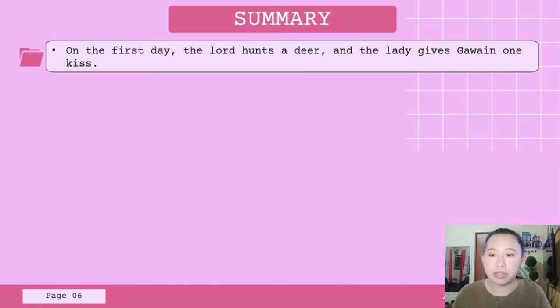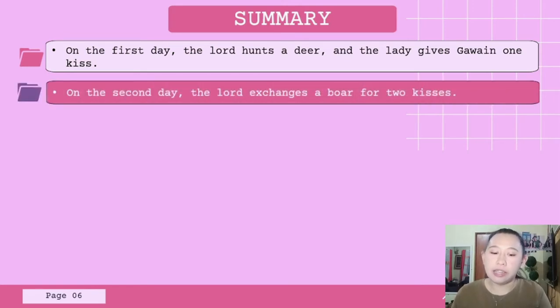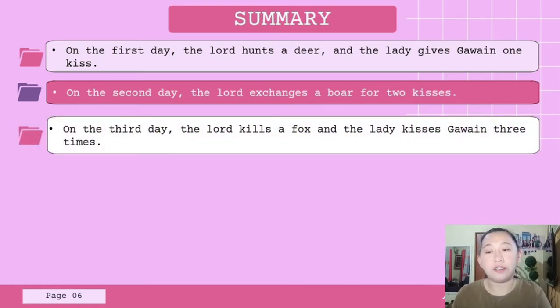When the men meet for dinner, the Lord presents Gawain with the meat, and befitting the deal, Gawain exchanges it for the kiss he has received. On the second day, the Lord exchanges a boar for 2 kisses. On the third day, the Lord kills a fox, and the lady kisses Gawain 3 times.